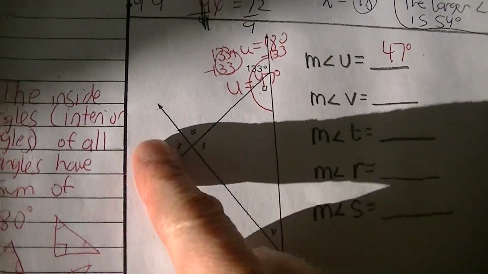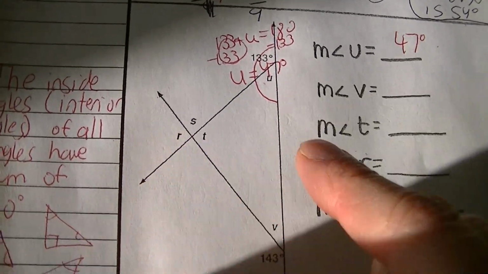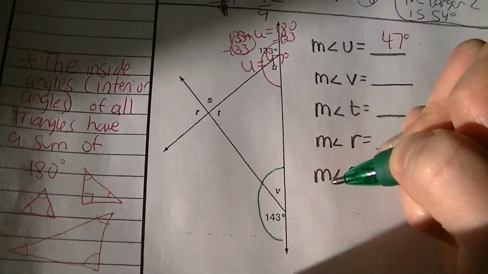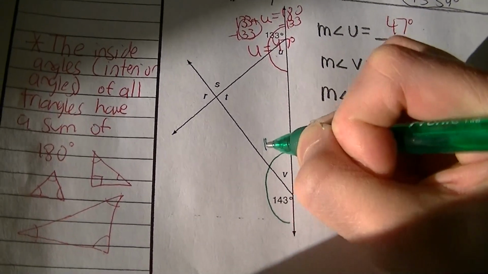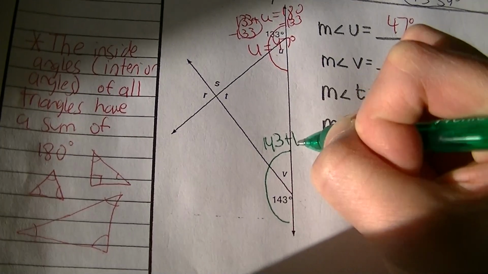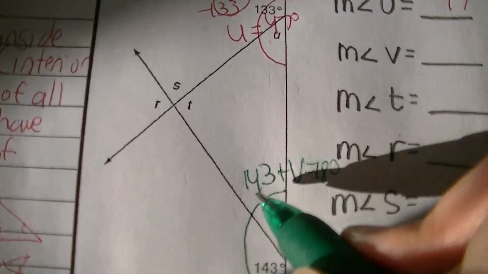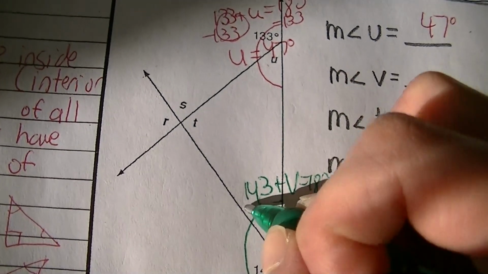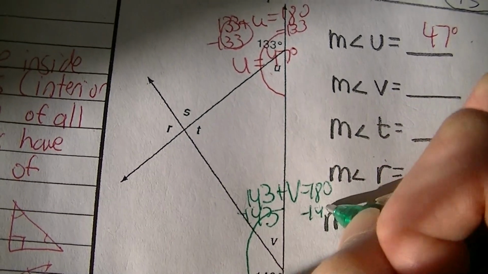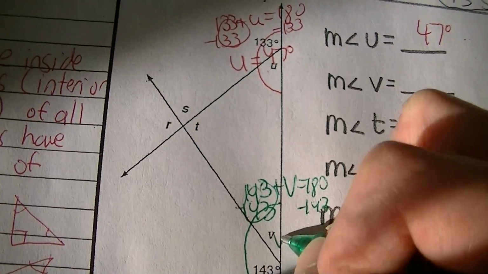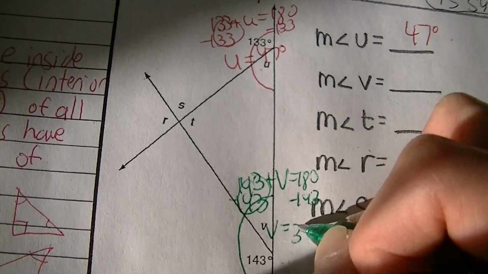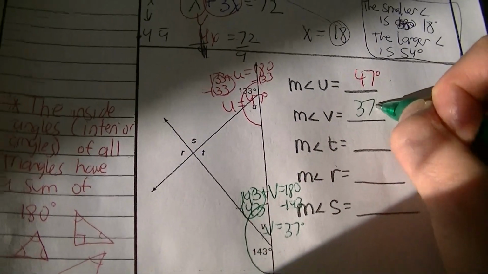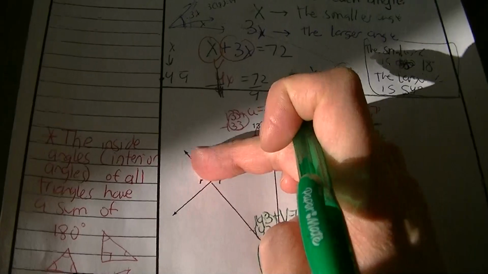Okay, that looks a little scary. There's like no information, so let's go. Oh, right there. There's information right there that you could totally use. Another supplementary relationship. So I know that 143 plus V should equal 180. So when I built this, I started with V, then I added 143. So the inverse operation of adding 143 is to subtract 143. So that's what you do to both sides. So you have V is equal to 37. So this right there is 37 degrees. V is 37 degrees.